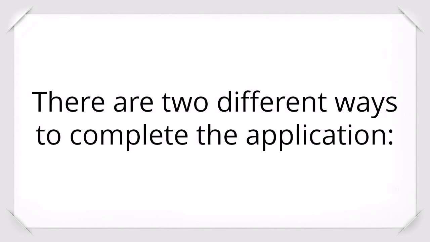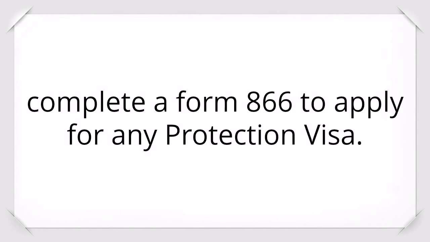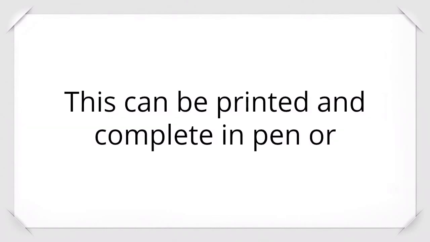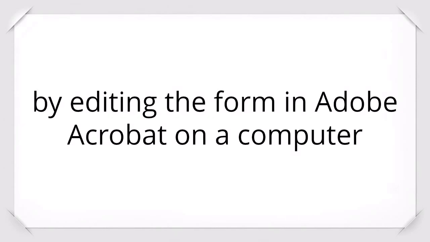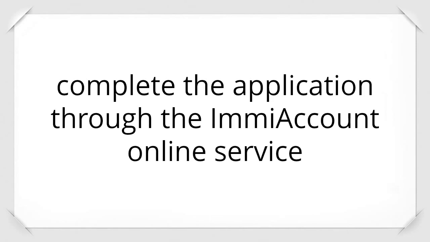There are two different ways to complete the application. Paper application: complete a Form 866 to apply for any protection visa. This can be printed and completed in pen, or by editing the form in Adobe Acrobat or on a computer. Online application: complete the application through the ImmiAccount online service.